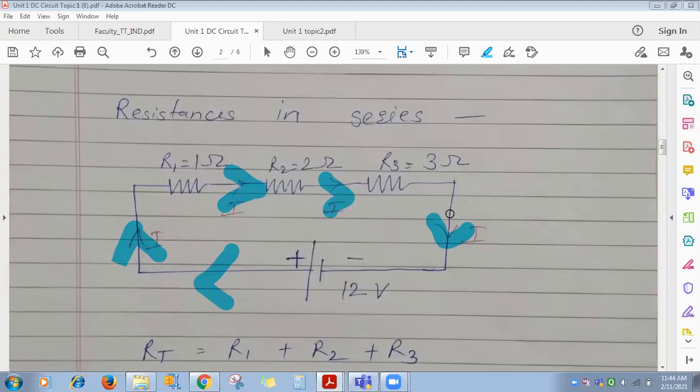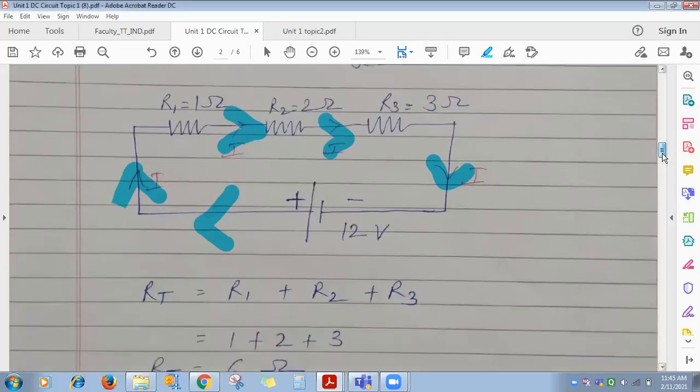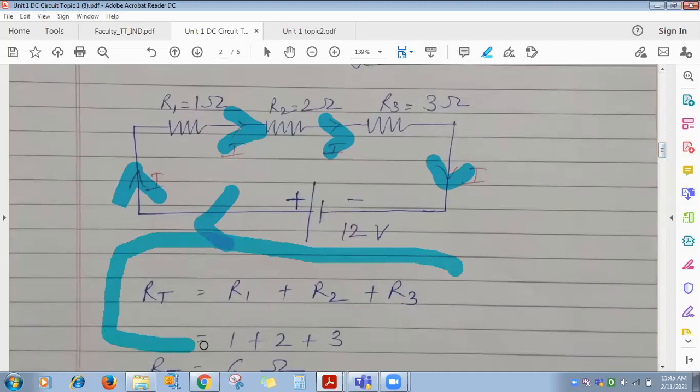Now here R1, R2, R3 are connected in series, so the same current will flow through them. What is the equivalent resistance here? When resistances are connected in series, how do you find the equivalent resistance? 6 ohms. You have to add them. When resistances are connected in series, to find their equivalent resistance, which formula do you have to use? This one.